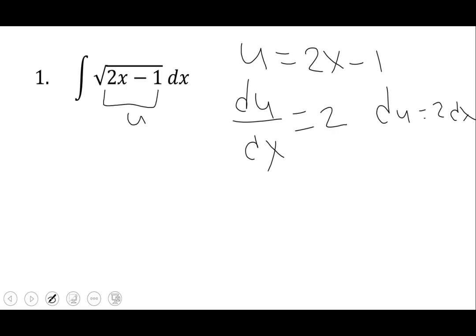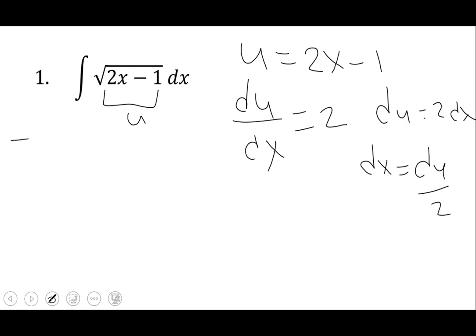Then you're going to solve for dx. So dx would be equal to du over 2. Now that you know what u is equal to, and now that you know what dx is equal to, you are now going to rewrite this problem all in terms of u.